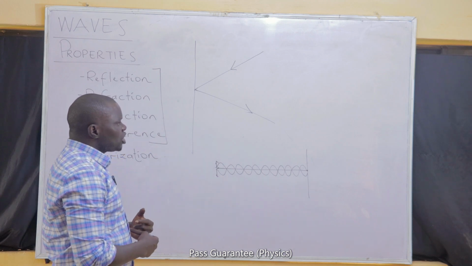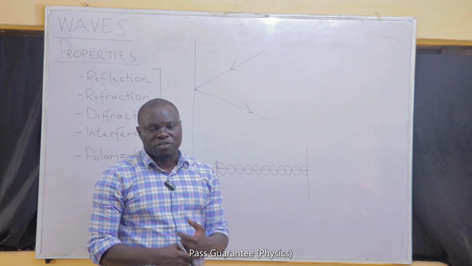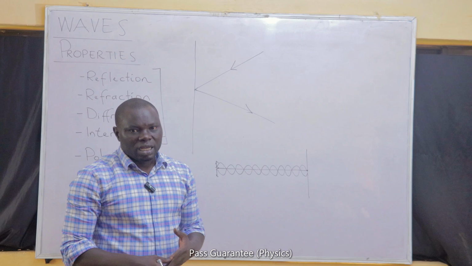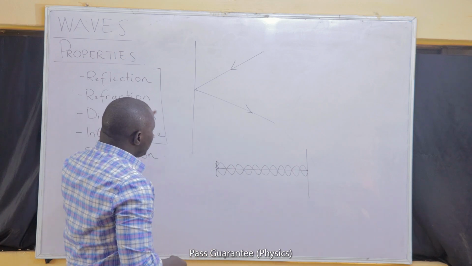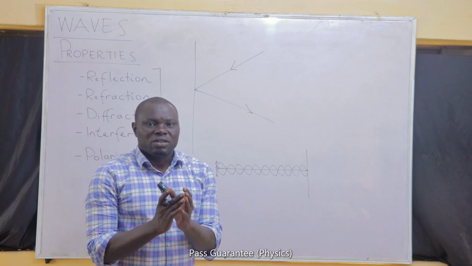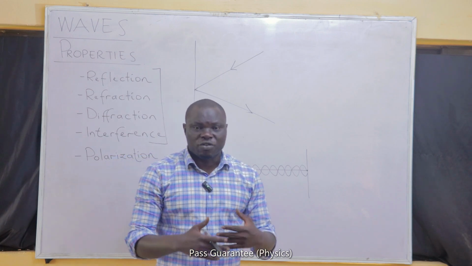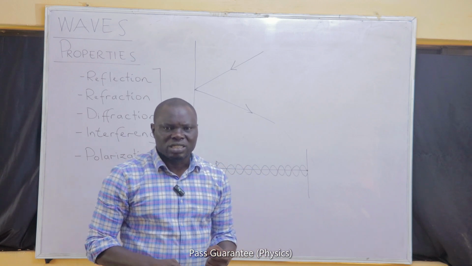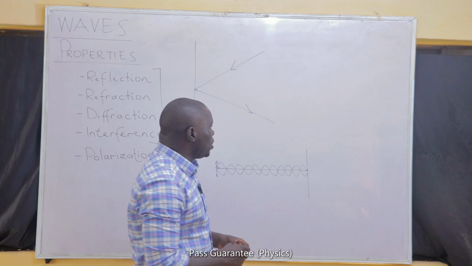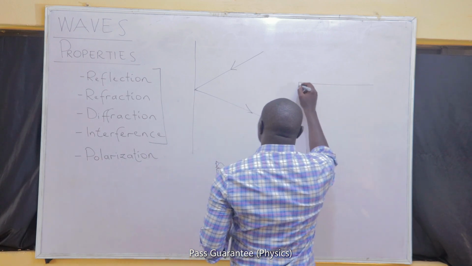Refraction of a wave. Refraction is the change in the speed and the direction of a wave as it travels between media of different densities. When a wave travels from one medium to another, its pattern, its speed, its direction will change. In fact, even its wavelength will change. So the change in the wavelength, the change in the speed, and the change in the direction of a wave as it travels between media of different densities is called refraction.